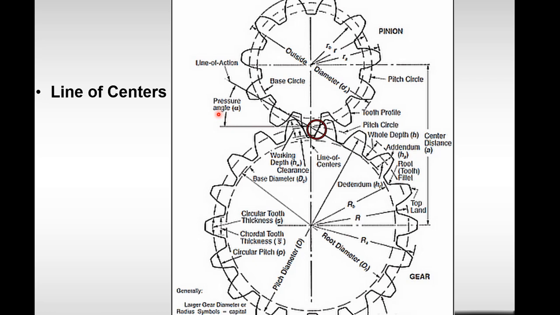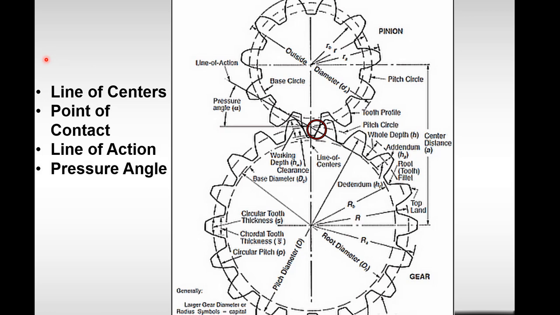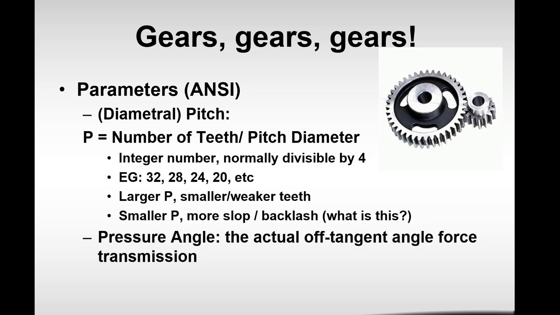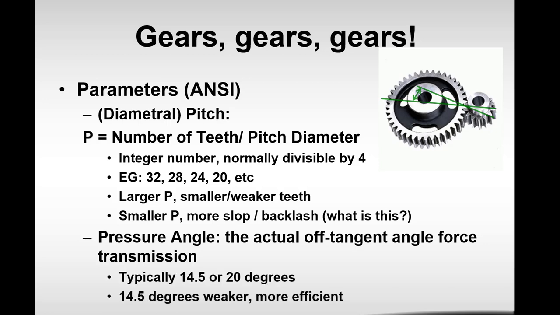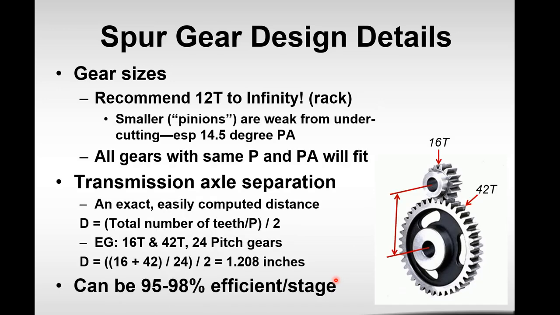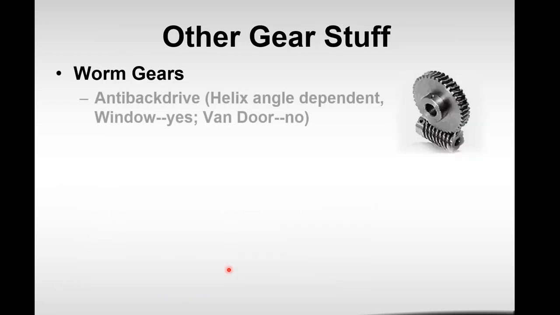And so we have the distance between the centers, we talked about that, point of contact, the line of action, pressure angle, pitch circle, pitch diameter. We also talked about finding the distance between the two centers. By the way, the pressure angles commonly are either 20 degrees or 14.5 degrees. Let's see, so we went through this stuff. Typically the stage is about 95% efficient.